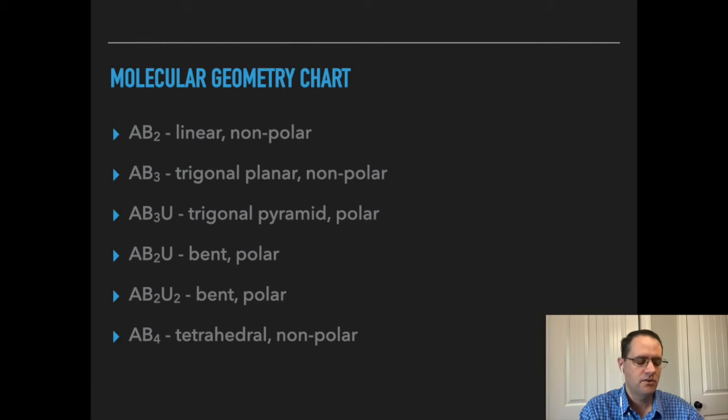So the shorthand notation is AB2. That's going to be linear, and we're going to call that nonpolar. If we have something that's AB3, that's trigonal planar, and that's also nonpolar. If we have something like AB3U, that's trigonal pyramid, and that's going to be polar. AB2U and AB2U2 are both bent, and they're both going to be polar. And AB4 is tetrahedral, that's going to be nonpolar.